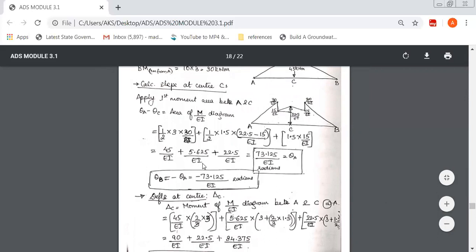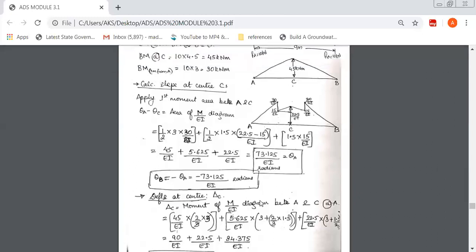We have already found the area. So I've written area into CG distance with respect to A. Again, you are measuring like this. When you measure with respect to A, it's with this distance. So the centroid is somewhere here. With respect to the apex, it is 2/3 of 1.5, but you are measuring with respect to A, so you have to add 3 for this. So 3 plus 2/3 of 1.5 will give us this quantity.